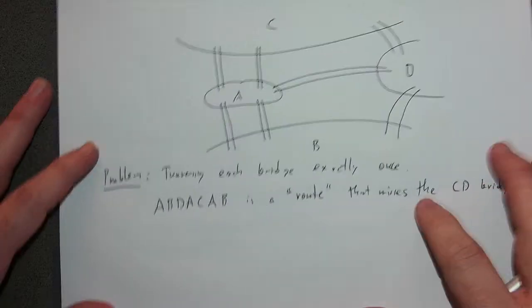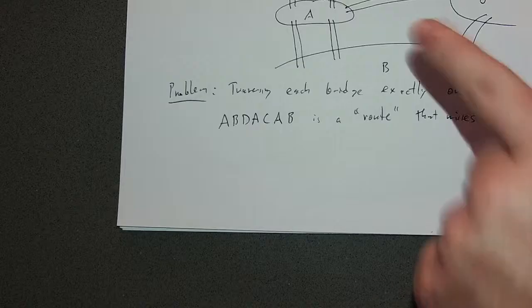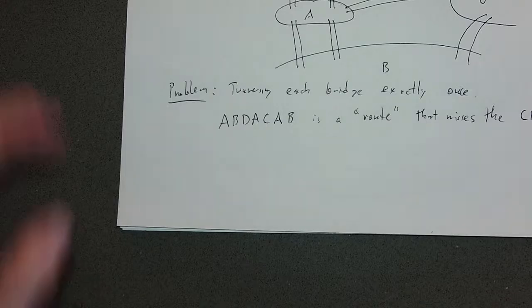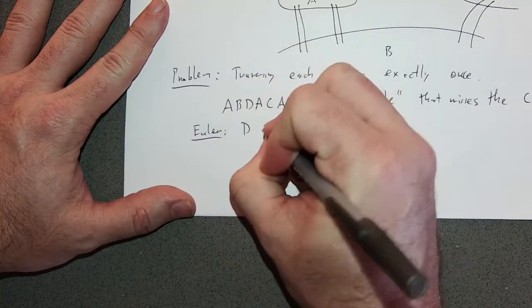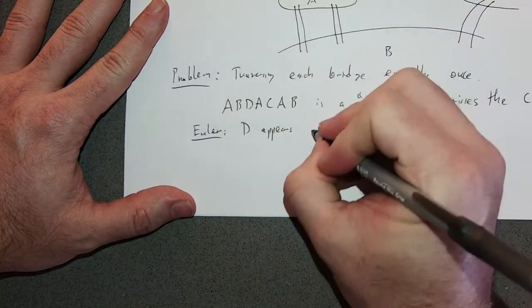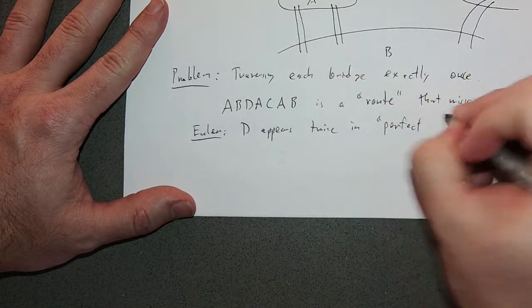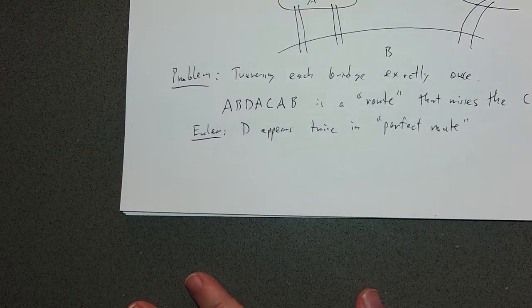And so here was the argument. Euler argued that since land area D is connected to 3 bridges, then D must appear in the sequence 2 times. Because if it only appeared once, that wouldn't get you all of the bridges. If it appeared more than twice, it would represent multiple crossings of at least one bridge. So D has to appear exactly 2 times. What did Euler say? So D appears twice in a perfect route.